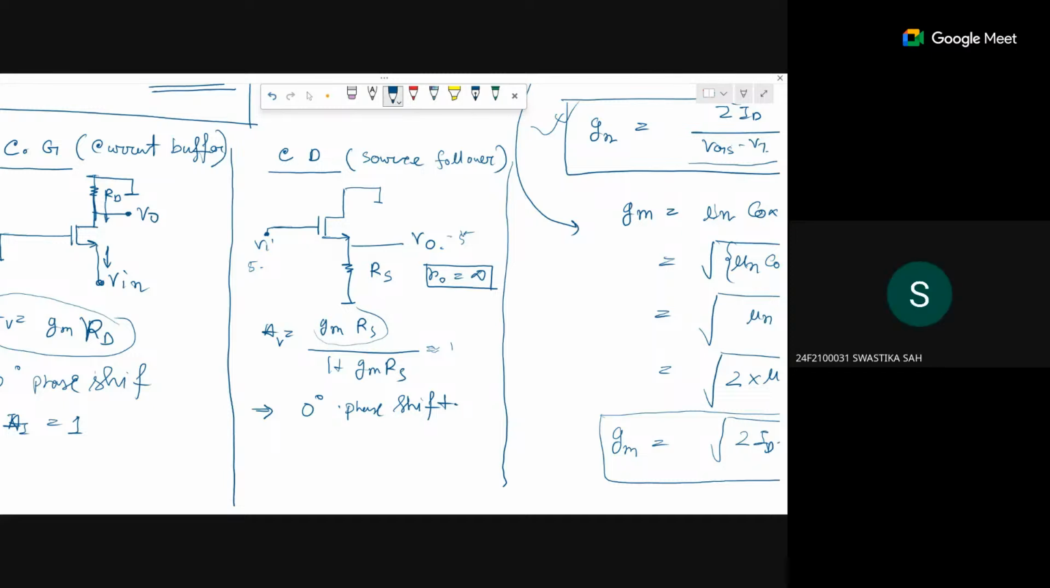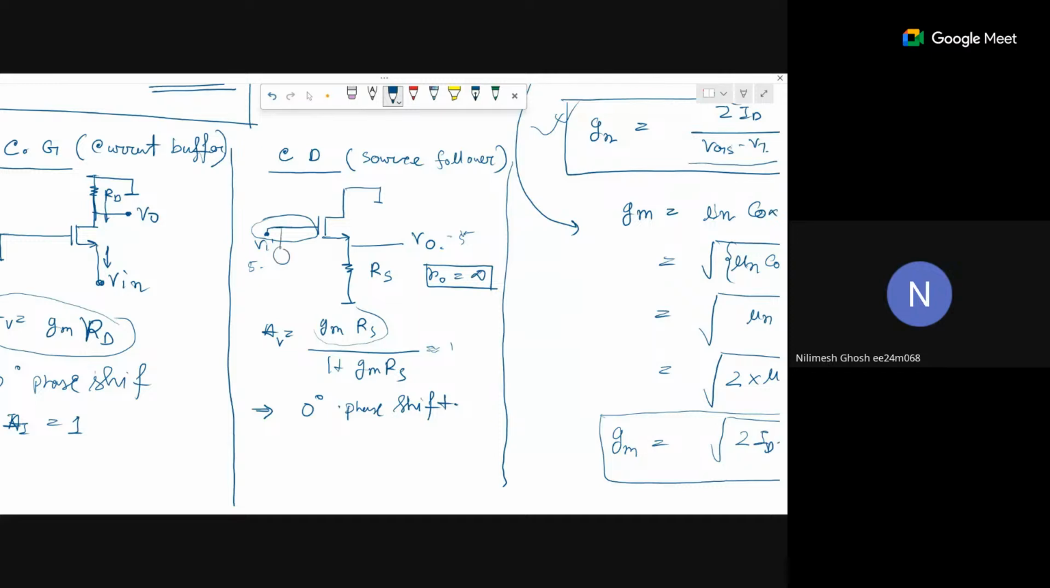What is the output impedance, high or low? Next class we will discuss that. First, try to find out the output impedance here. First tell me, what is the input impedance here? Low. How do we calculate input impedance? What is the input here? Our gate terminal is the input, right?